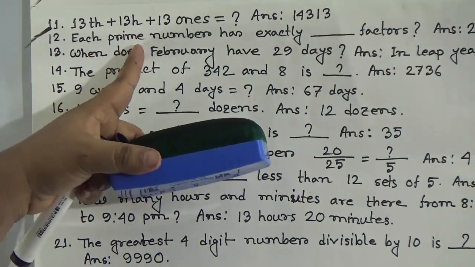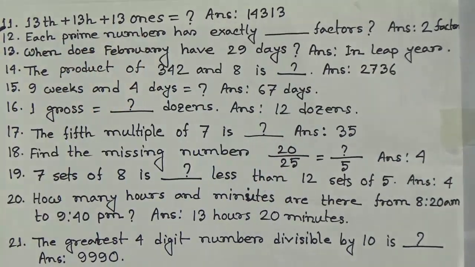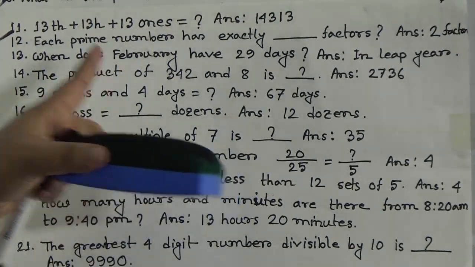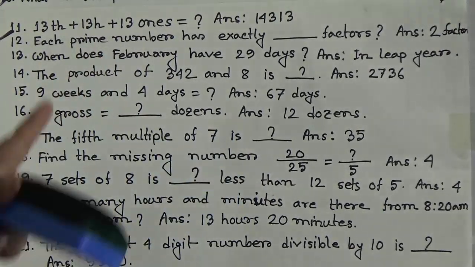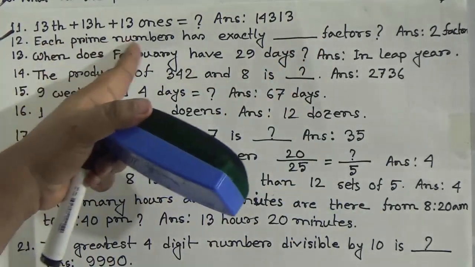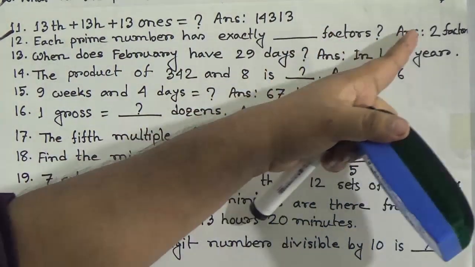Our next question is, each prime number has exactly how many factors? At first we recall the definition of prime numbers. A number which has exactly two factors is called a prime number. So a prime number must have exactly two factors. So each prime number has exactly two factors.